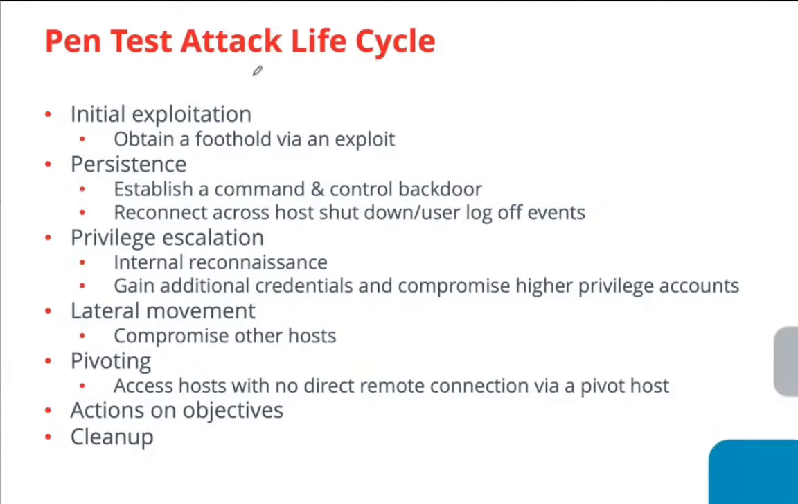Then the lateral movement: the attacker will try to get some more hosts. For example, my system is compromised in the network, so the attacker will use my system to find all other machines connected to my system, and then compromise those machines also. That's basically lateral movement. Pivoting is when the attacker will use my machine to exploit the DC, for example. So that is basically the pivot host.